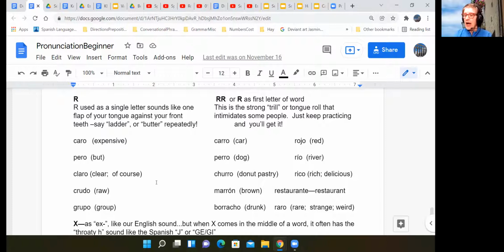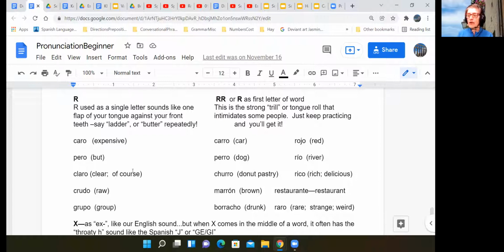So R, let's look at the single R. And the video was a really super good thing. Go back to that video with the guy in the red shirt who talked about how to trill an R if you want to practice some more. But generally, the quick explanation is it's one flap of your tongue right behind your teeth, up against the top part of your palate and behind your teeth.